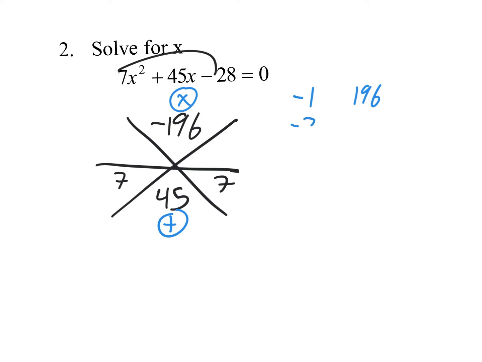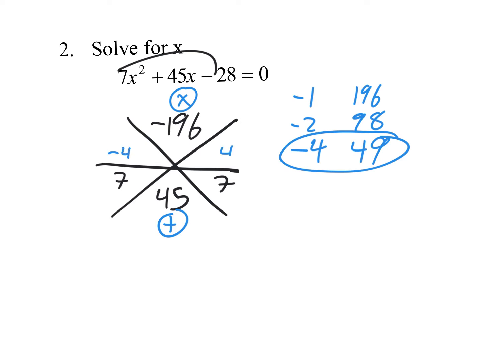That doesn't work. So negative 2 and 98, that doesn't add to 45. 3 doesn't go into it, so we could try 4. We get negative 4 and 49. And you could just use a calculator to get all these, like just do 196 divided by 1, by 2, by 4. And we could keep going, but really we just found them. It's got to be negative 4 and 49.